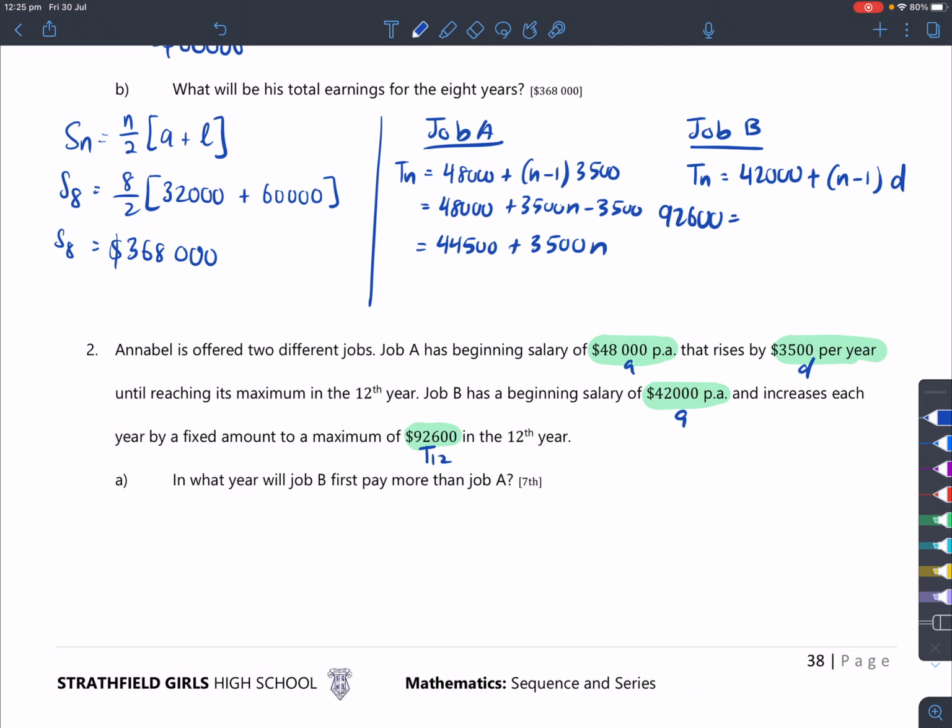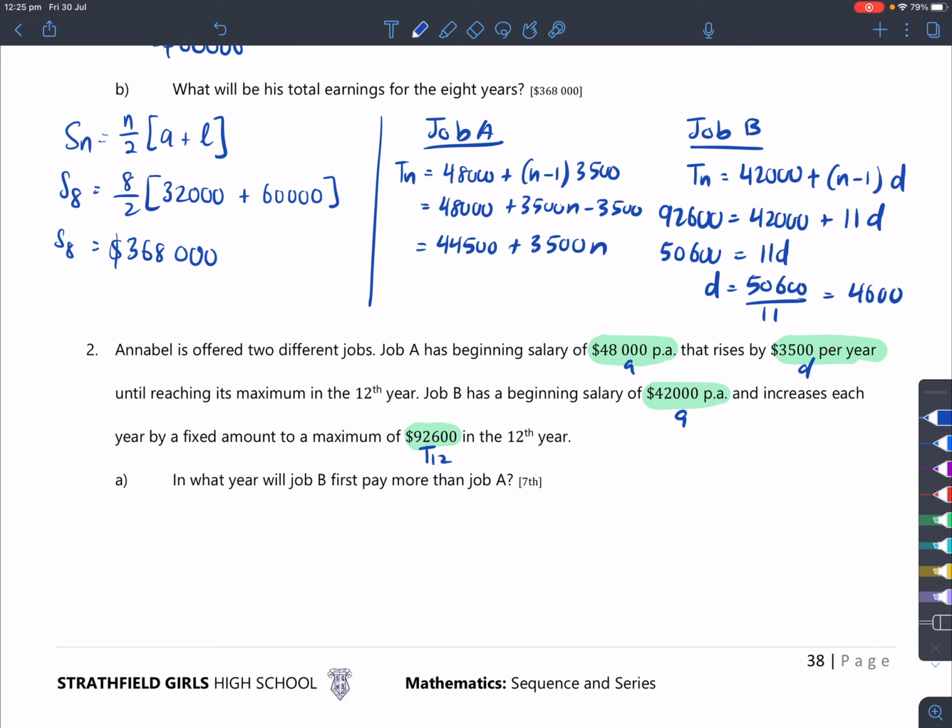So that's for the 12th year, and we'll equate that to 42,000 plus 12 minus 1, which in this case is 11, times d, so it's 11d. Now subtracting that 42,000 over gives us 50,600 equals 11d. So d is 50,600 over 11, which is 4,600.